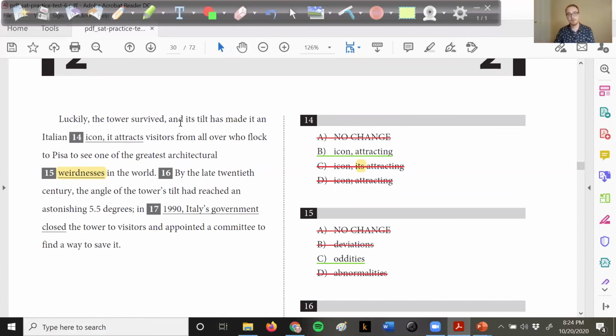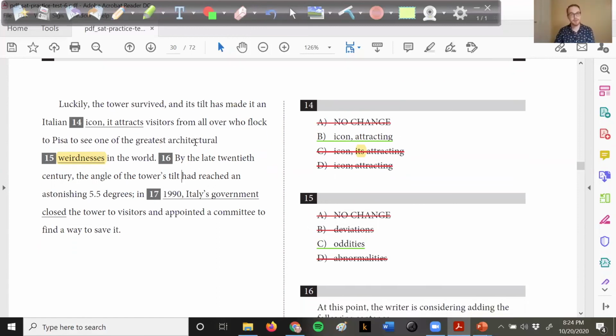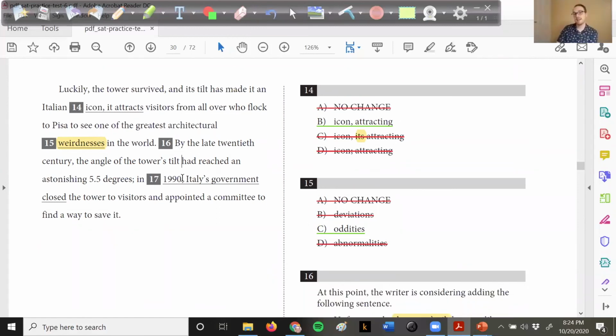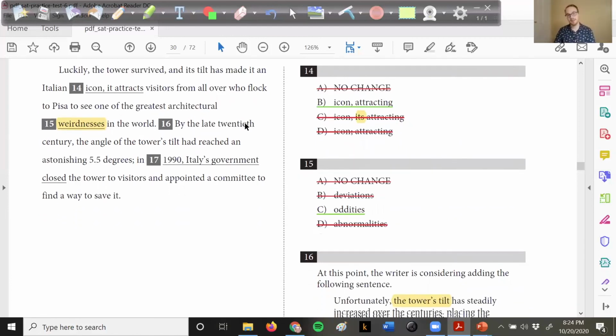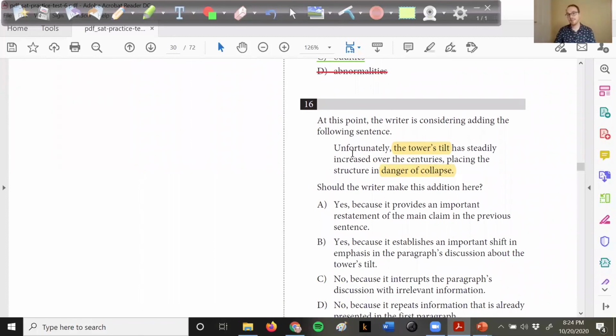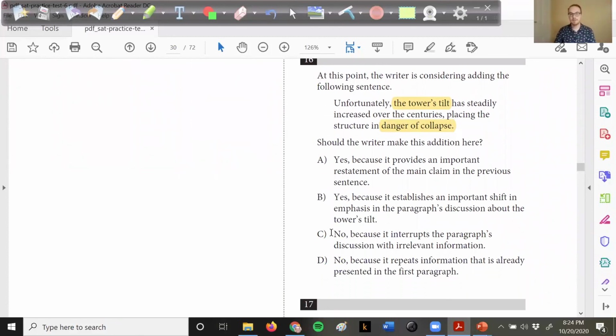Okay, so it's talking about its tilt. By the late 20th century, the angle of the tower's tilt had reached an astonishing 5.5 degrees. In 1990, Italy's government closed the tower to visitors and appointed a committee to find a way to save it. Okay, so we're talking about tilt before option 16, and we're talking about danger after option 16. So I think this sentence works really well. So that immediately eliminates C and D. Right now we're 50-50 on who wants to be a millionaire.